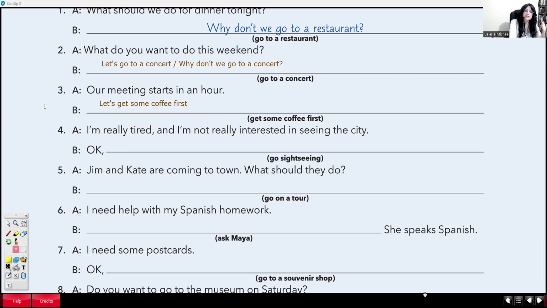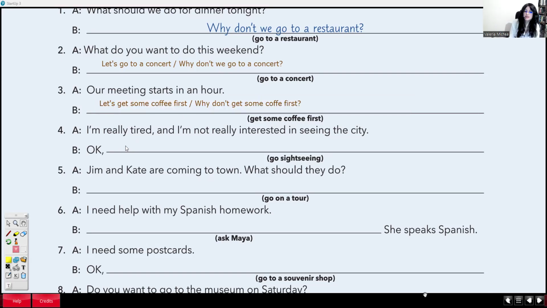Why don't we get some coffee first? Sounds strange? No, why do you think it sounds strange? Yeah, no, it's okay. It may sound a little less direct, maybe, but it's okay. They actually mean the same. So a little difference would be that let's may be a little more direct, but they are okay. Now let's go with the next one.